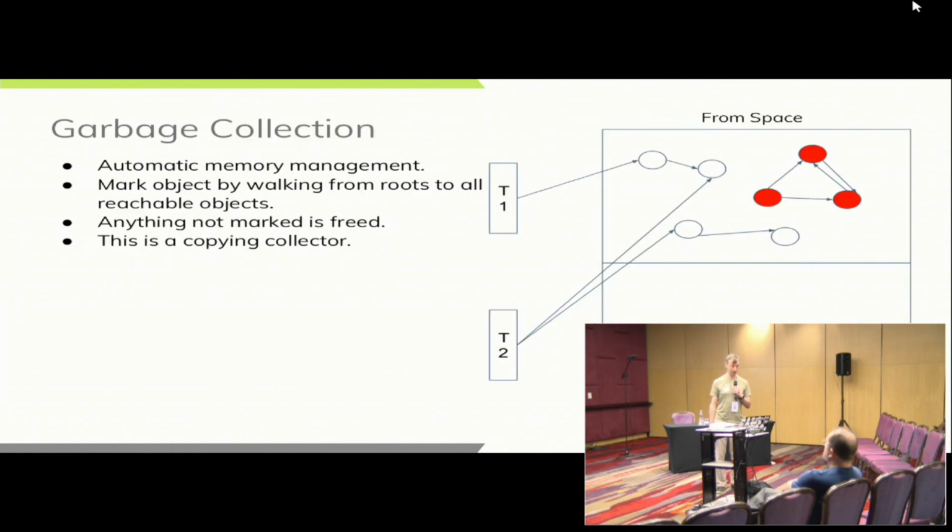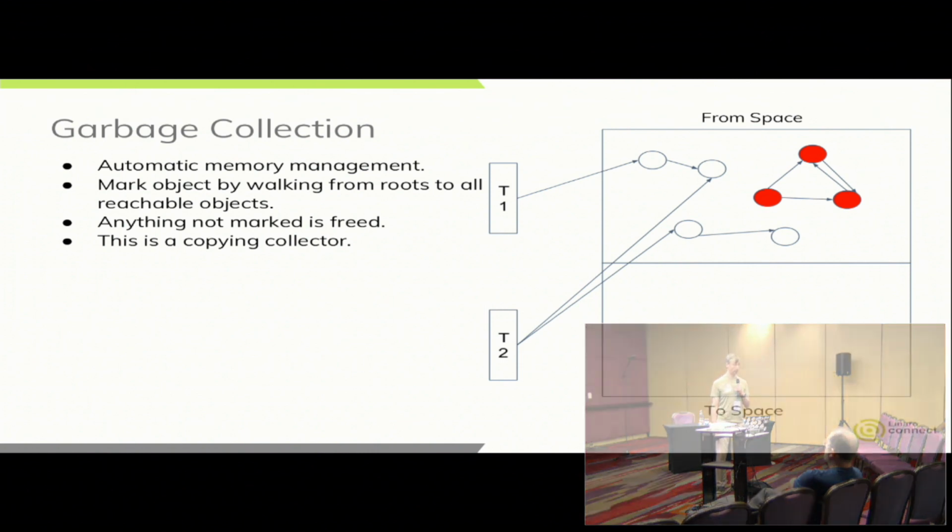So, garbage collection. Garbage collection is simply automatic memory management. The responsibility of freeing objects is taken by the runtime as opposed to the program. And one way of doing this is to follow the graph of live objects, and anything that you can't reach is garbage. One way of doing this is through a mark and sweep algorithm.